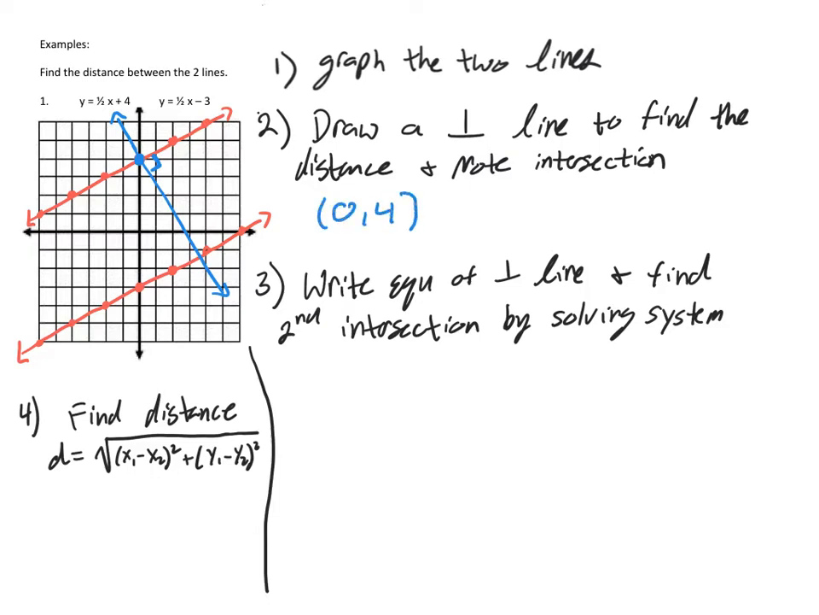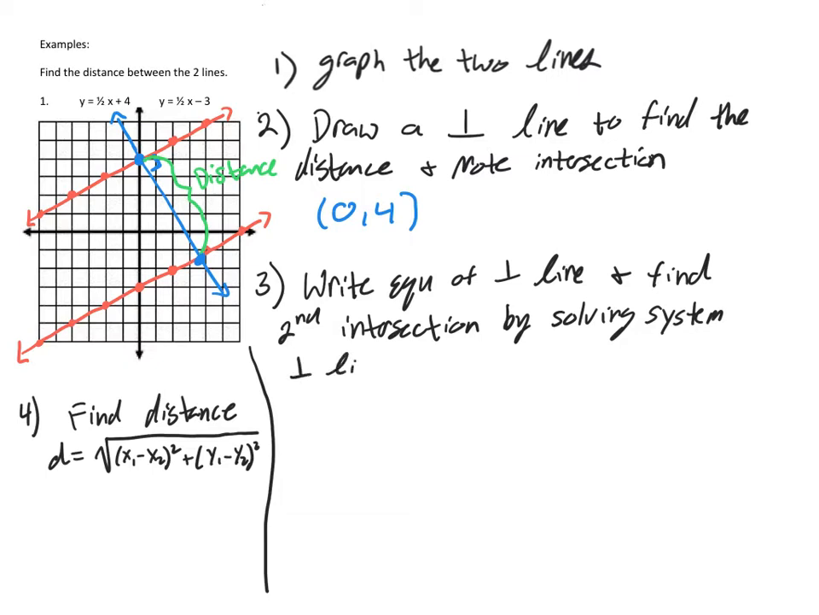Now, this right here is going to be our distance. That's our distance between the two lines. What we need is a second point because our distance formula uses 2 points. So we have to find this second point down here. It looks like it might intersect somewhere nice, but it probably doesn't. So what we have to do is write the equation of this perpendicular line, and I'm going to write it in slope-intercept form because that's the easiest.